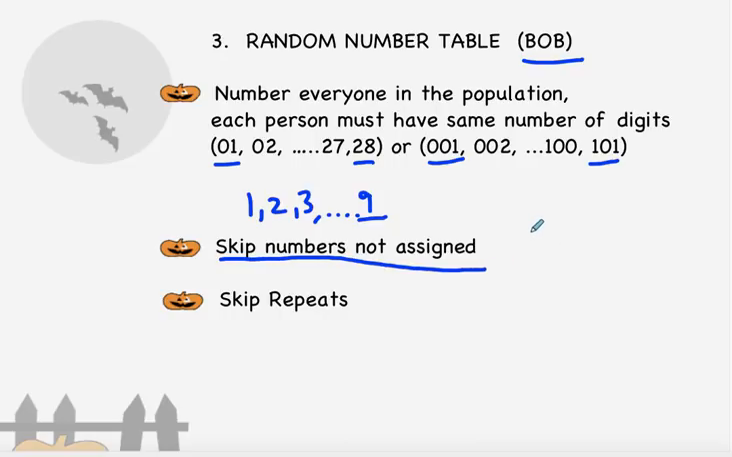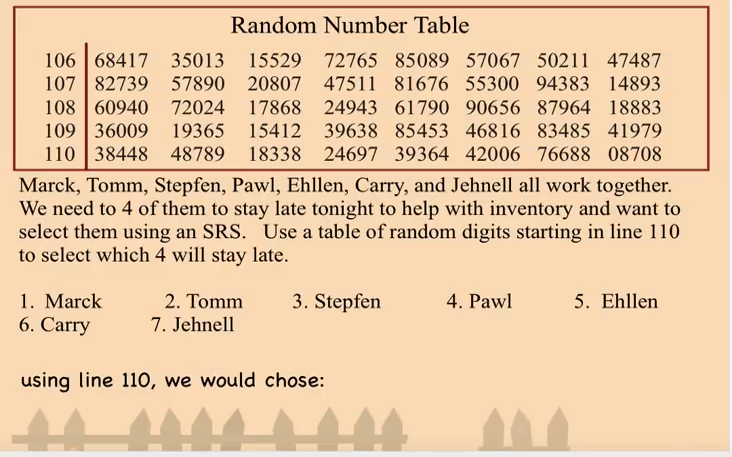You're going to skip numbers that are not assigned. So there's going to be more numbers in the table than what you have. So if we only have 28 people, if you see the number 29, you would skip it. If you see the number 32, you would skip it because we only have through 28. And you're also going to skip repeats. So I think it's best if we just do an example. This is what the random number table is going to look like in the back of your book. This is just an excerpt from it. This is not the whole thing.